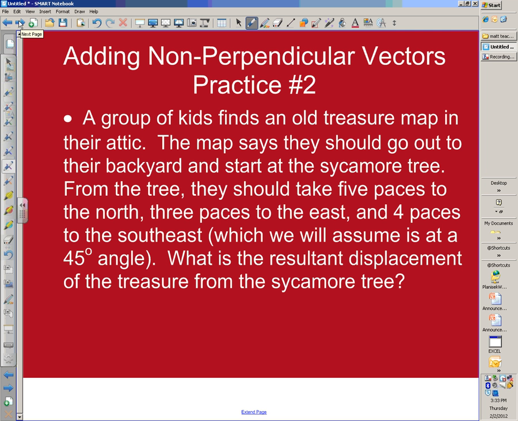Practice problem number 2 says, a group of kids finds an old treasure map in their attic. The map says they should go out to their backyard and start at the sycamore tree. From the tree, they should take 5 paces to the north, 3 paces to the east, and 4 paces to the southeast, which we'll assume is at a 45-degree angle. What is the resultant displacement of the treasure from the sycamore tree?